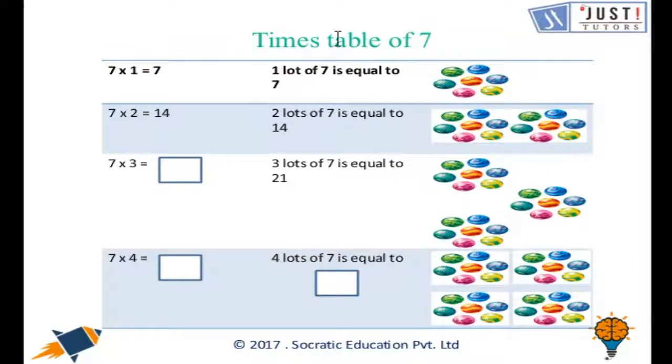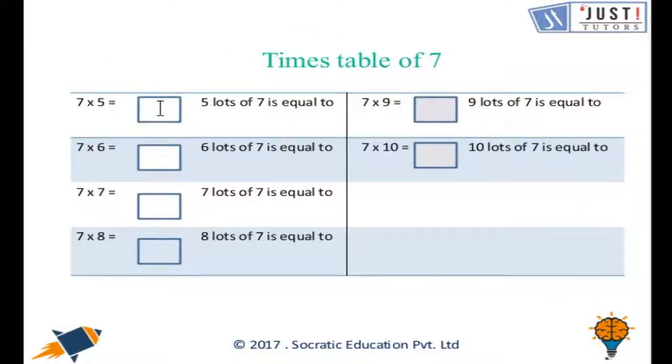Let us move forward in discussing the times table of 7. The pattern will now change to adding 7 each and every time. Now 7 times 1 is 7, 7 times 2 is 14, 7 times 3 will be 21. Whereas 7 times 4 is 28. 7 times 5 is 35. And 7 times 6 is 42.